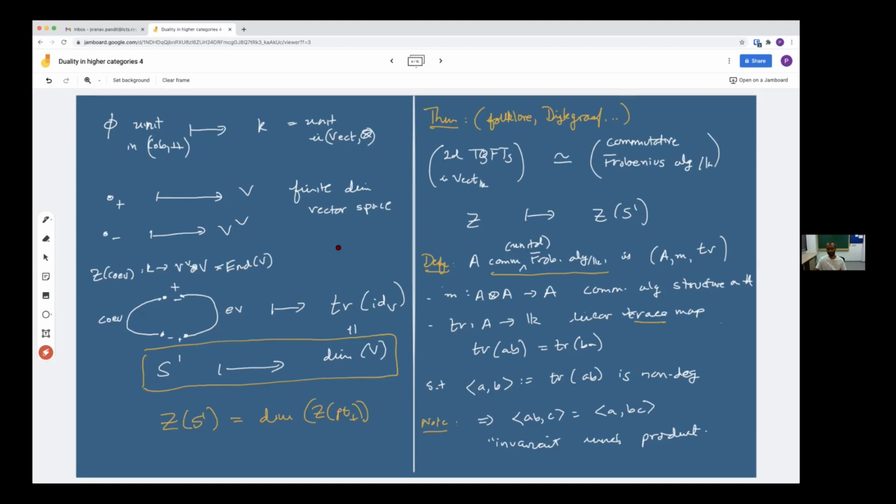Okay, so checking the details of this is an exercise. I'll leave it to you to check that this defines the field theory. And conversely, given any vector space, that there's a one-to-one correspondence.